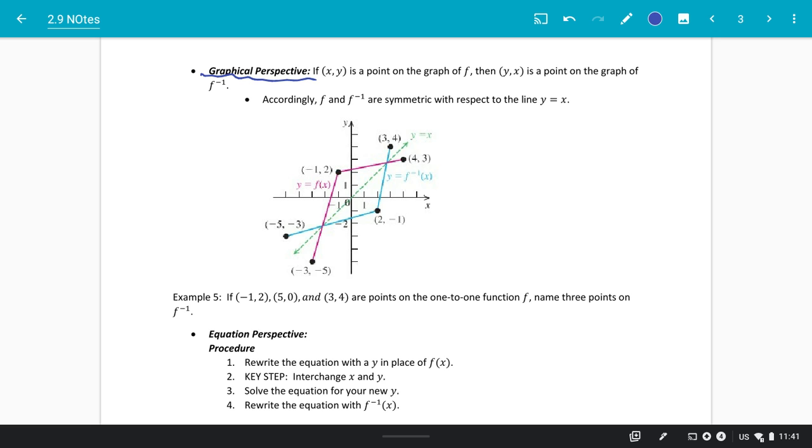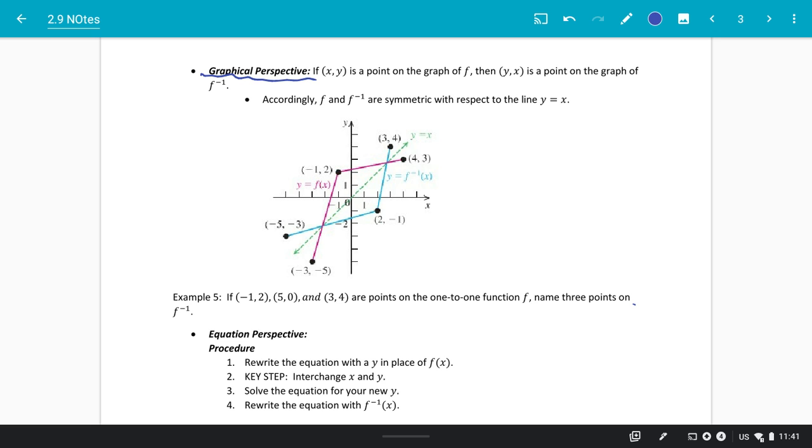So let's go with another example. If we have these 3 points and they're in a one-to-one function, name the 3 points on the inverse. Well, what will this point be? Anybody? 2, negative 1. What will this point be? And the last one? Cool. Just switch them. Okay? So graphically, it's really easy to find the inverse.